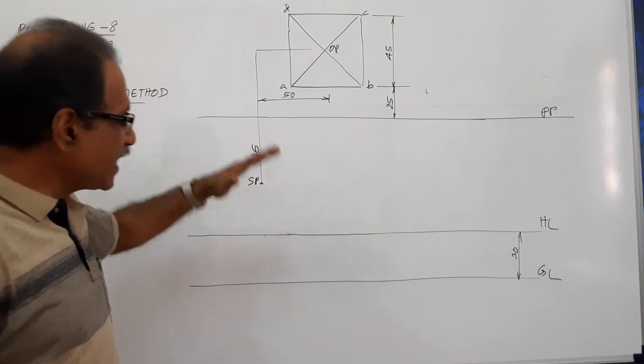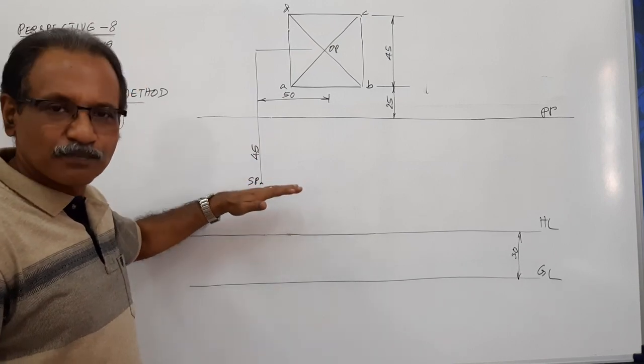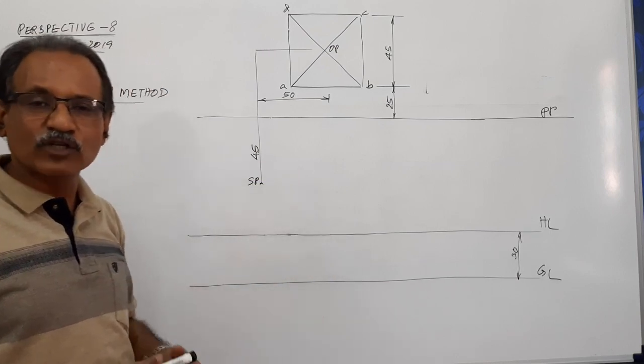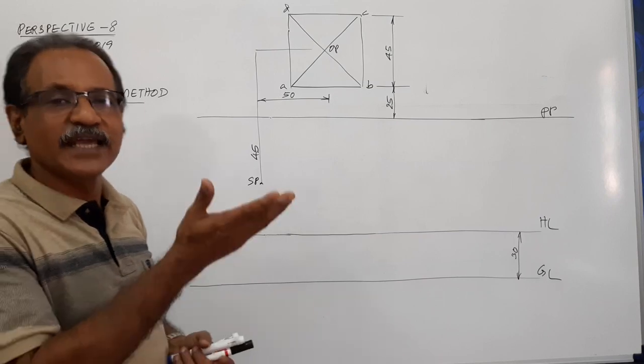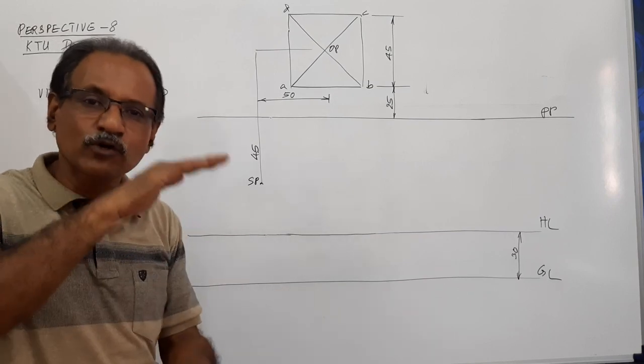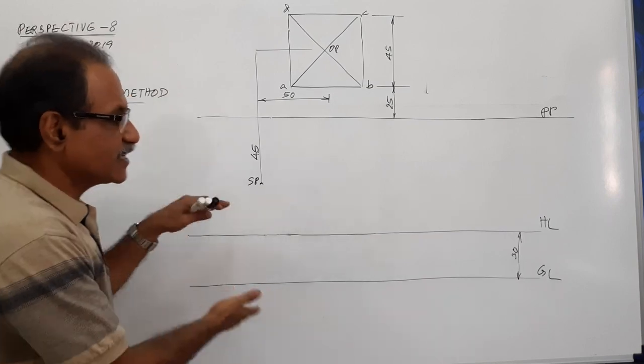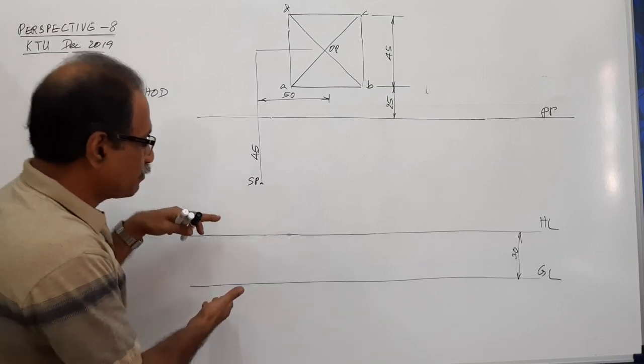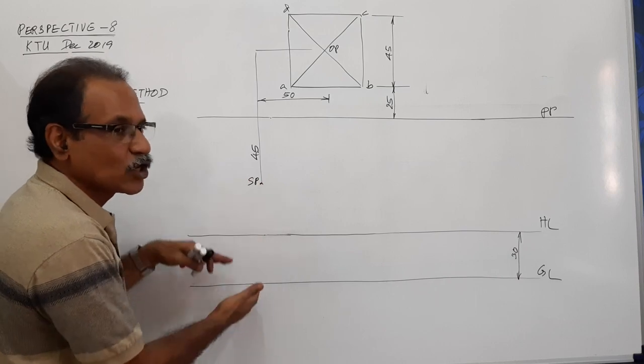Agreed? Now, anywhere, preferably below SP, draw HL and GL, which are 30 mm apart. The question says the station point is 30 mm above the ground. That means the height of the observer is 30. That means the HL GL height is 30. This can be drawn anywhere. I have told you earlier also to preferably draw them below SP.